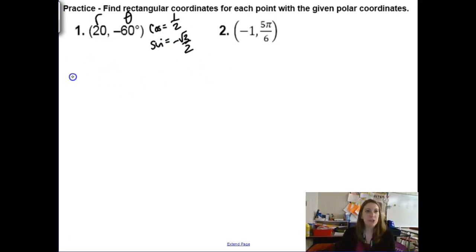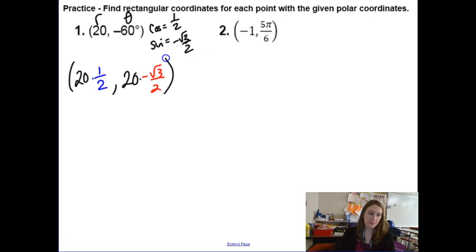So when I go to fill out my new rectangular coordinate point, it is r times, so 20 times the cosine, oops, you know what, I already know this. Wasn't the cosine 1/2, didn't we just say that? Comma, and then r times the sine, which we said was negative square root of 3 over 2. Of course, we're going to want to simplify this. We get 10, comma, that reduced to a 10, so negative 10 square root of 3. So here's our rectangular coordinate off of this polar coordinate.